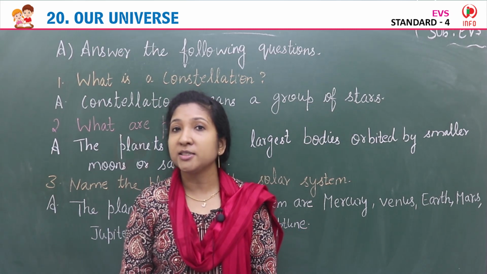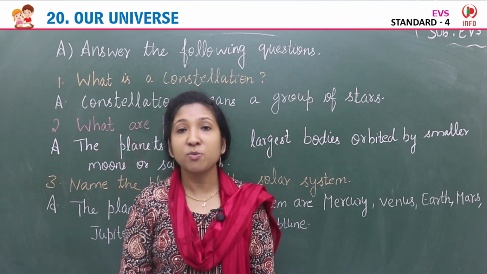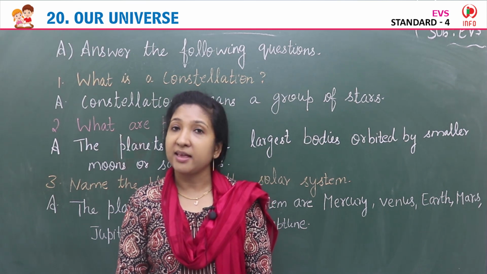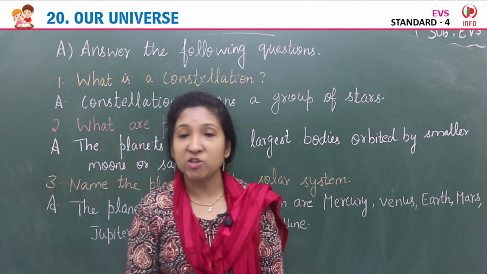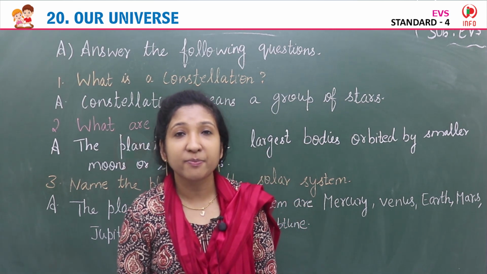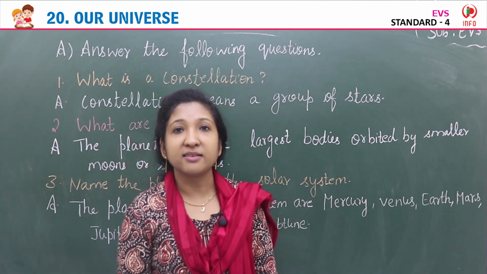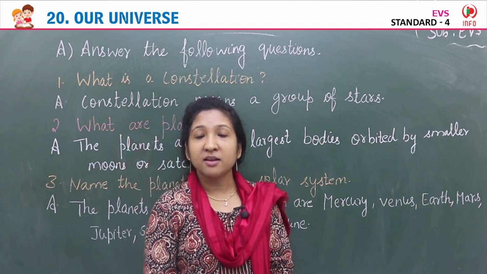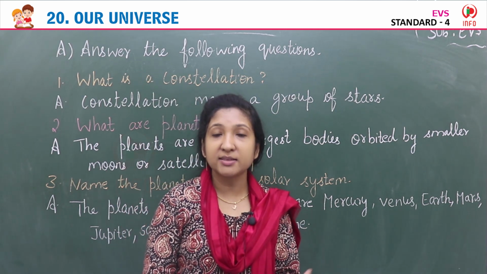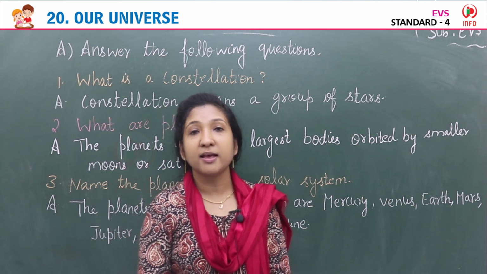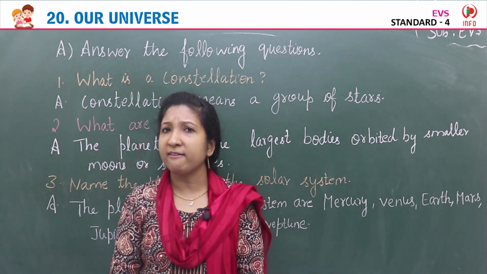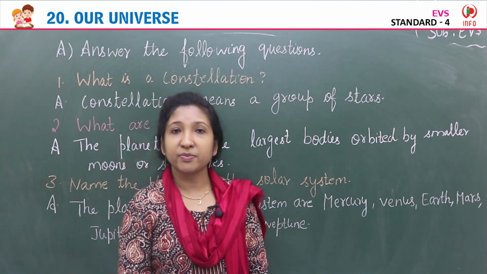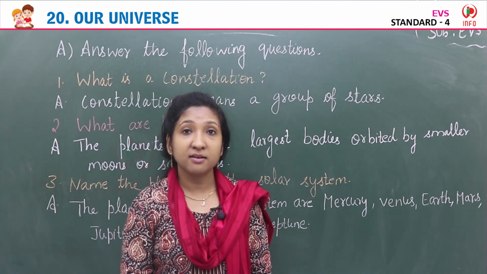Then what did you learn? We have planets. How many planets do we have? Yes, we have 8 planets. Then constellations. What are constellations? Yes, a group of stars that forms interesting figures. Yes, those are constellations. Then they are called zodiac signs. How many constellations do we have? Yes, 12.